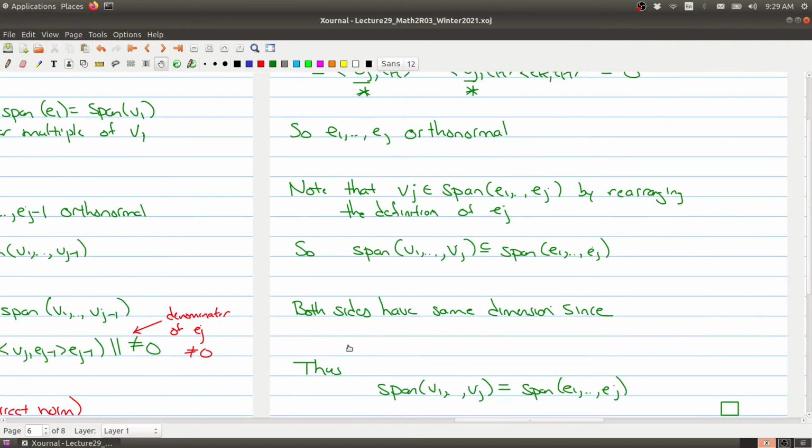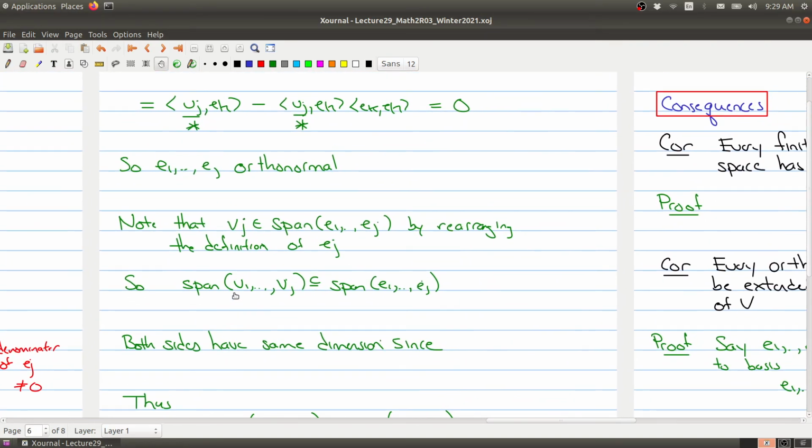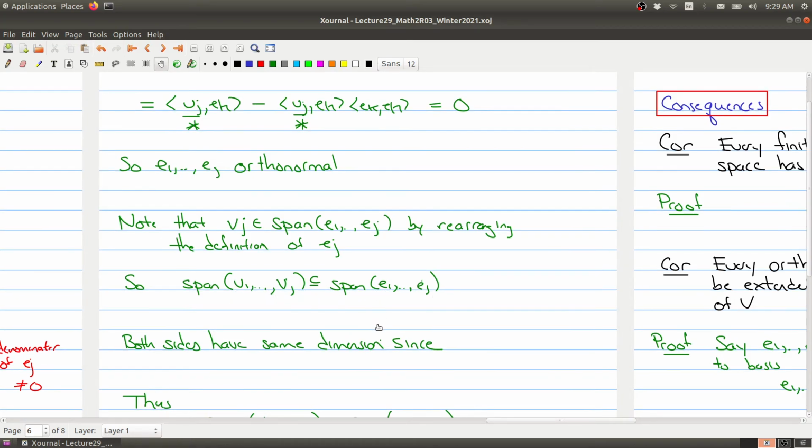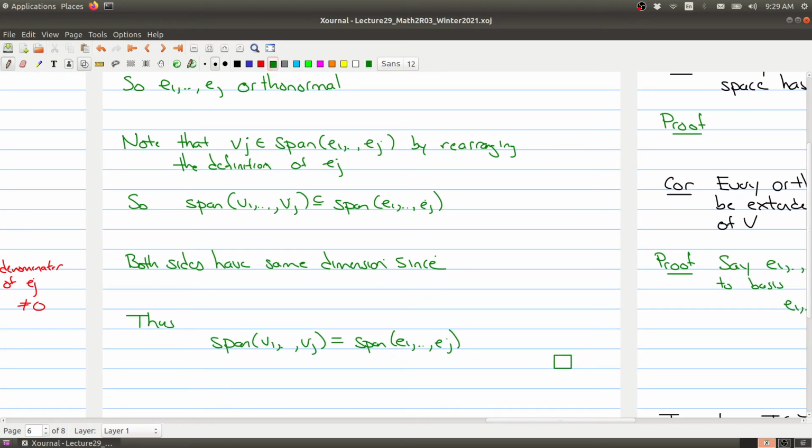Okay, so that's why vj is in the span. And so that means that the span of v1 through vj is contained in the span of e1 through ej, because we know that v1 is in this span, v2 is in this span, and so on. The other thing that we notice is that both sides have the same dimension, since v1 through vj and e1 through ej are linearly independent. So they both have dimension j. So we have one vector space contained in another vector space, they both have dimension j, so that forces them to be equal. Okay, so the span of v1 through vj is equal to the span of e1 through ej.